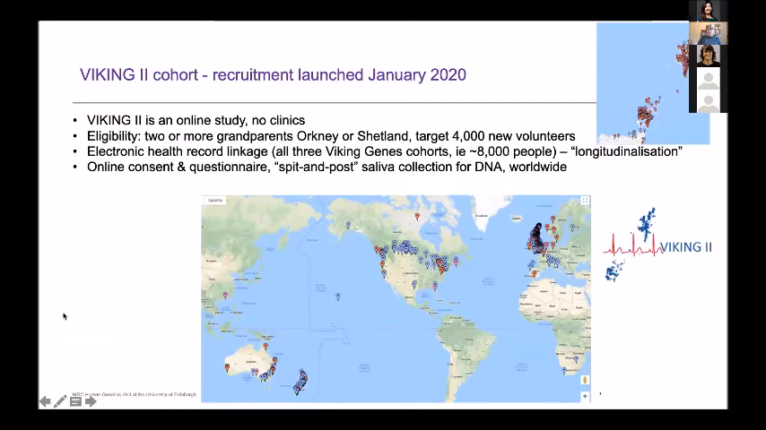Again, all this happened roughly in parallel. We had been planning a new online study, a cohort, and launched this just before lockdown in January 2020. So no clinics, target of 4,000 volunteers, bringing us to a total across all 3 Viking Genes cohorts of 8,000 people, all with electronic health record linkage. And the DNA, instead of getting it from blood taken in a clinic, it's a spit and post saliva collection.